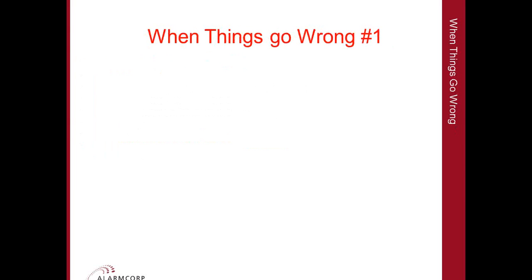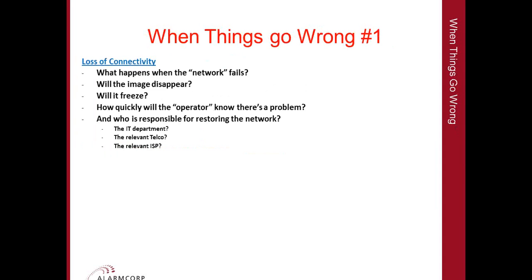Okay, so what happens when things go wrong? Loss of connectivity. What happens when the network fails? And by network we mean it could be the network within the monitoring center, or it could be the link between the monitoring center and the remote site. Will the image disappear? Will the image freeze? How quickly will the operator know that there is a problem with the network? And who is responsible for restoring the network?